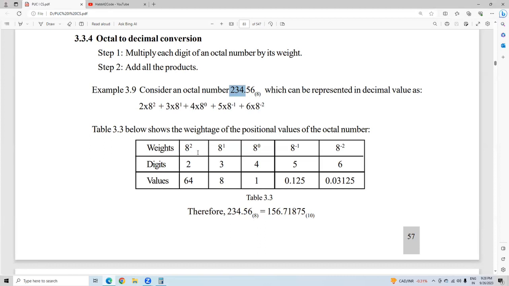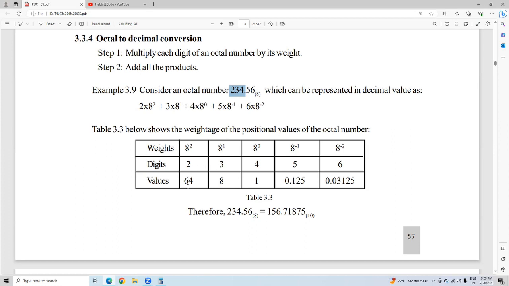So now here we have weights: 8 raised to 2, then the digit is 2. 8 raised to 1, digit is 3. 8 raised to 0, digit is 4. 8 raised to minus 1, digit is 5. 8 raised to minus 2, digit is 6. 8 raised to 2 means 8 into 8, 8 8s are 64. 8 raised to 1 is 8. 8 raised to 0 is 1. 8 raised to minus 1 is 0.125. 8 raised to minus 2 is 0.015625.